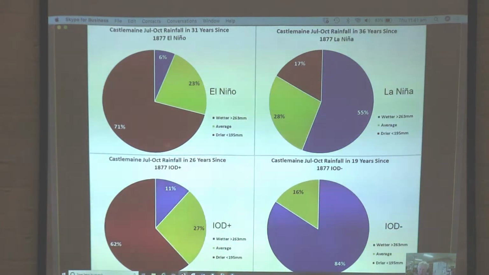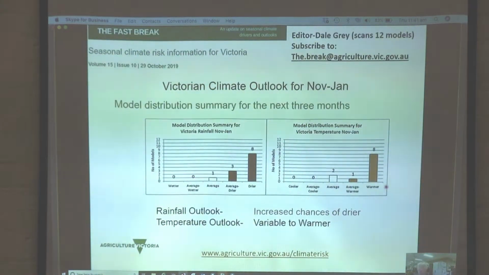La Nina's a wetter, and the Indian Ocean Dipole, it's in its dry phase this year, and that's been the past effect of it at Castlemaine. It's interesting that in 2016, when the Indian Ocean Dipole's in its wetter phase, you can see at Castlemaine, whenever it's been in its wetter phase, it's only ever been wet or average. There hasn't been a dry year there. So it's quite a strong driver for your part of the world.